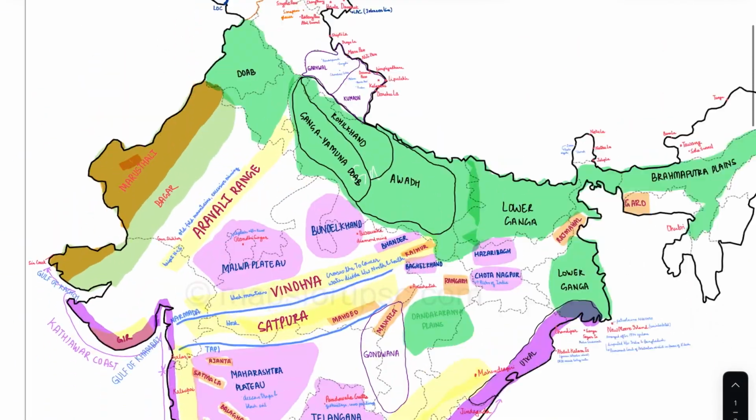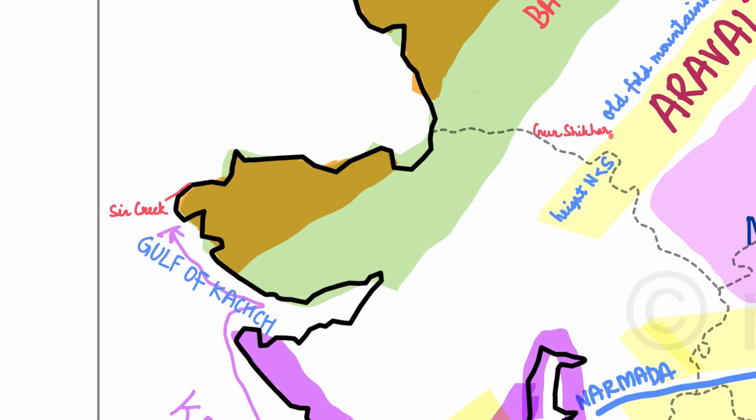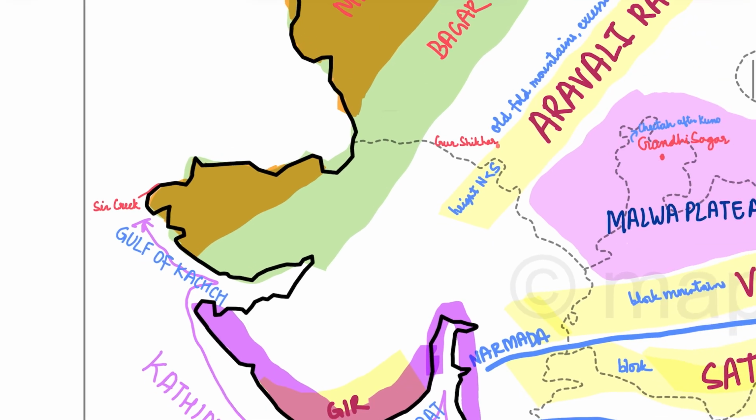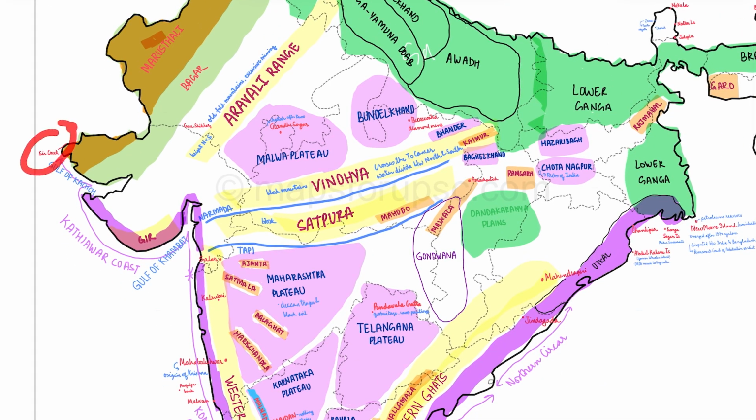So this is the Sir Creek, and Pakistan wants this whole eastern boundary to be Pakistan's area, whereas India wants it to be somewhere in the center, so that both of them have fair claims towards the fisheries, reserves, and petroleum in that area. So this is in Gujarat.